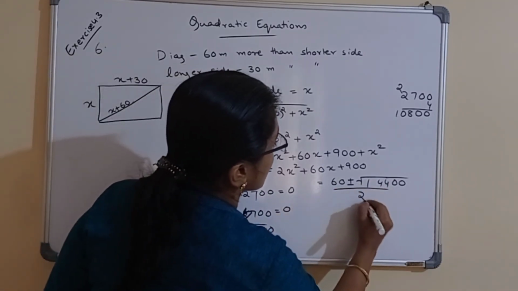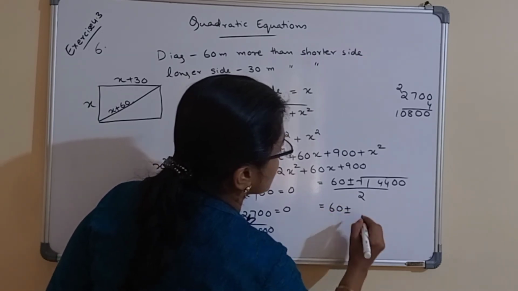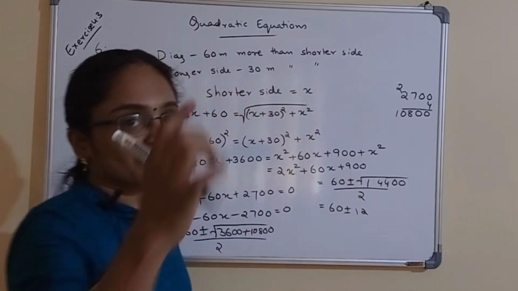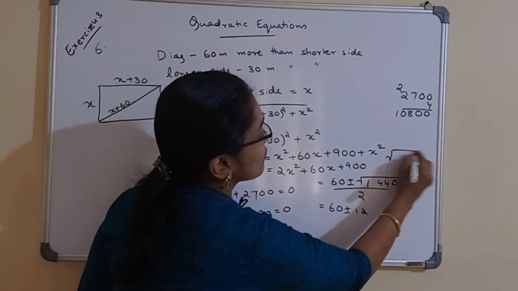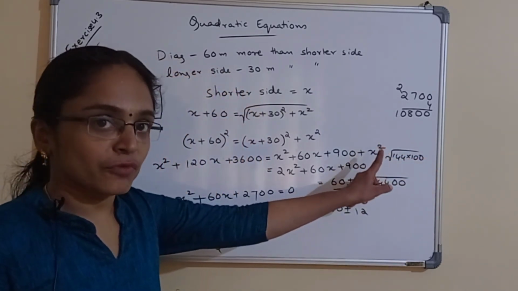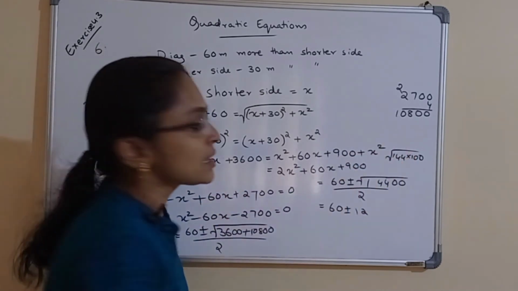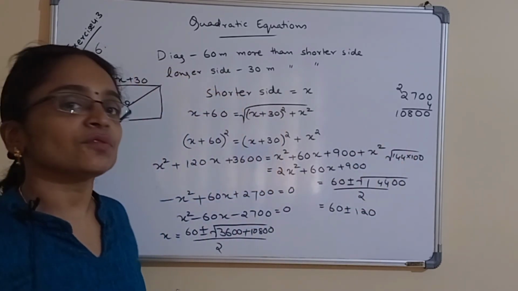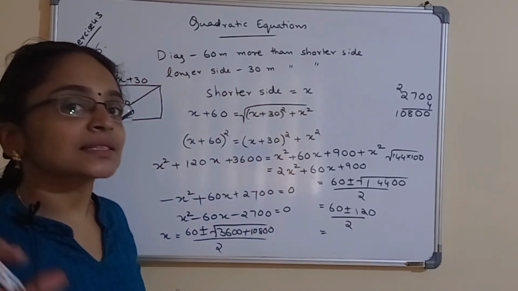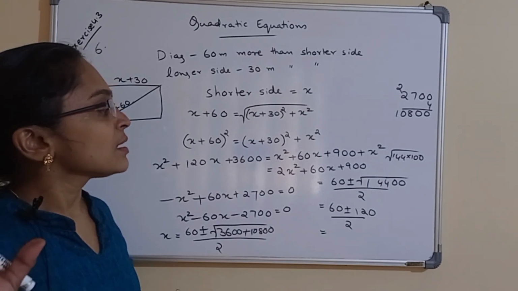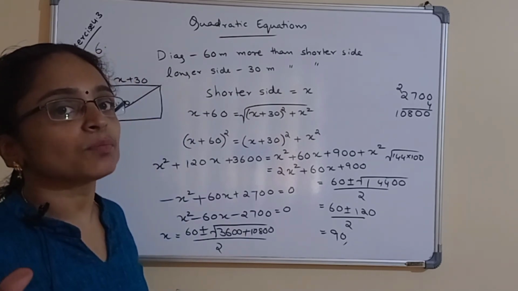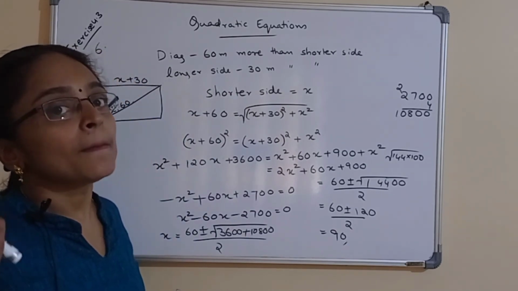So 14400 by 2 is equal to 60 plus or minus root of 144 into 100. Root of 144 is 12 and root of 100 is 10. Multiplying that we get 120 by 2. So it is equal to 60 plus 120 by 2, which is 180 by 2, which is 90, and 60 minus 120 by 2, which is minus 60 by 2, which is minus 30.